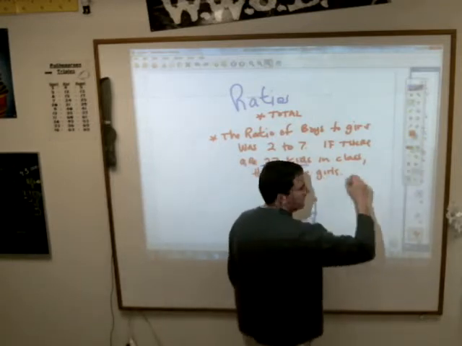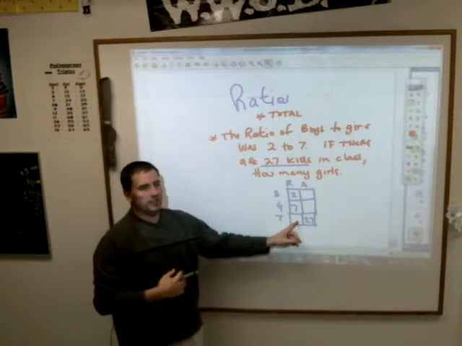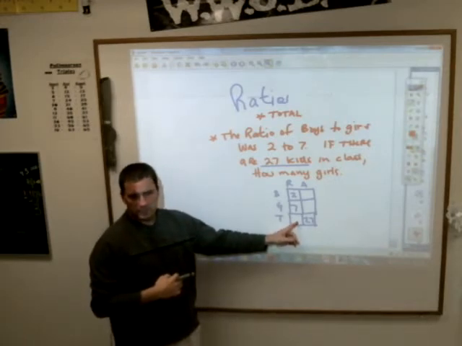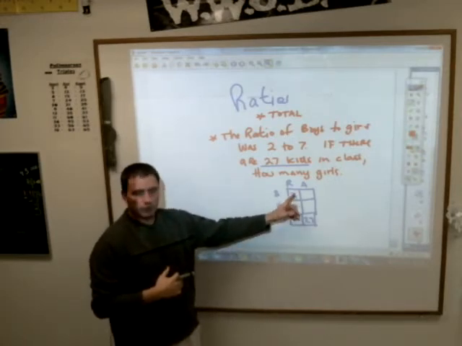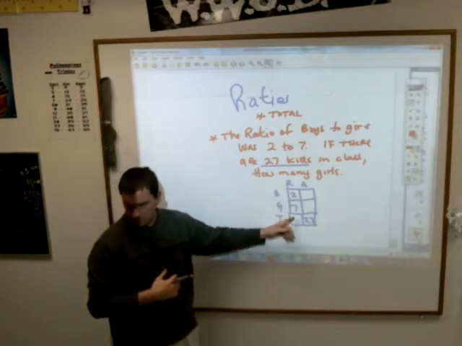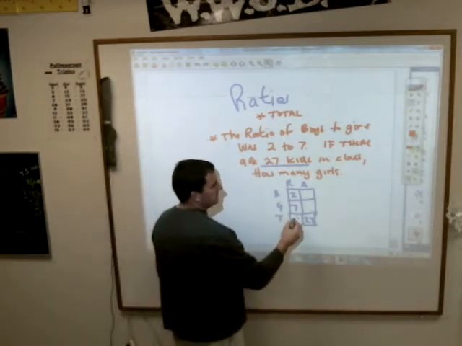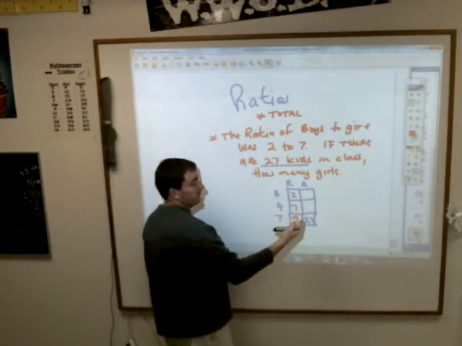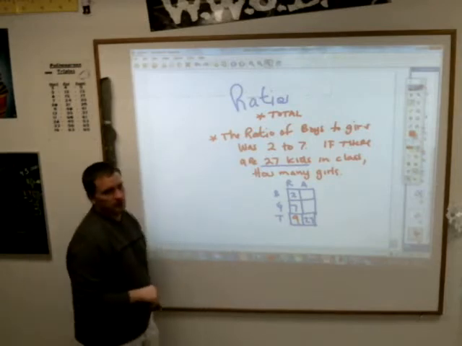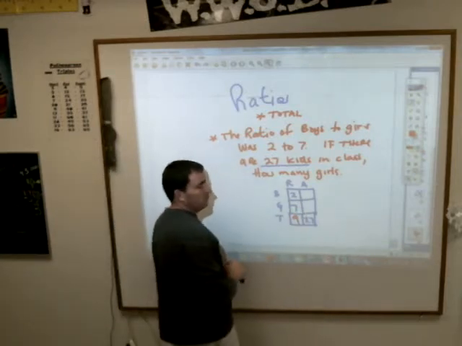Now, here's where it's going to be hard for you to figure out. Can I figure out what the total of the ratio is? If I have 2 boys and 7 girls, is there any way to figure out what the total of boys and girls in my ratio is? Just add them. You can figure this out, it's 9. When you have 2 boys and 7 girls, that's 9 total people. So you're going to have to do a little bit of figuring out on your own there.